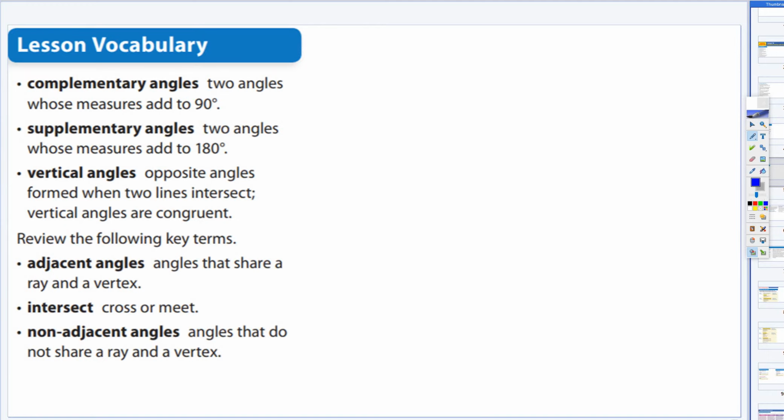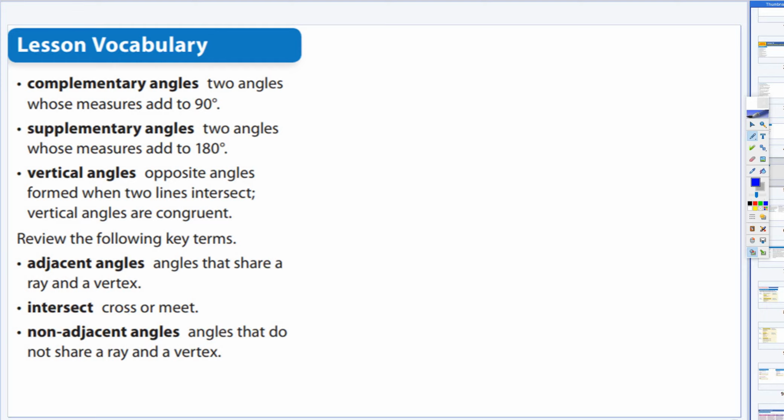Lesson vocabulary. Complementary angles. Two angles whose measures add to 90 degrees. Supplementary angles. Two angles whose measures add to 180 degrees. Vertical angles. Opposite angles formed when two lines intersect. Vertical angles are congruent. They're across from each other.